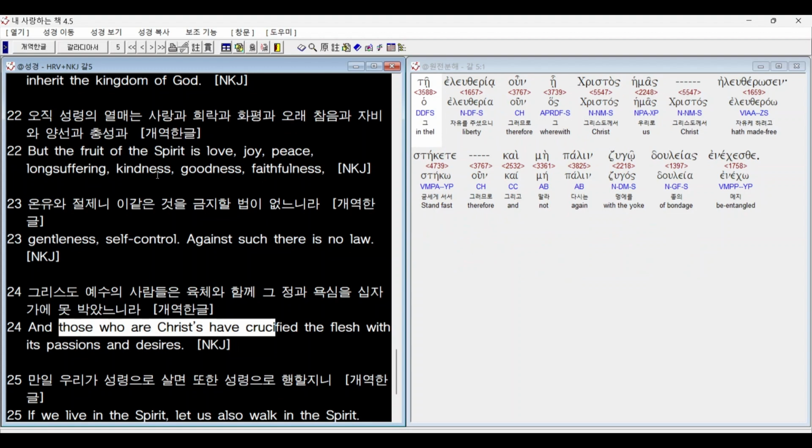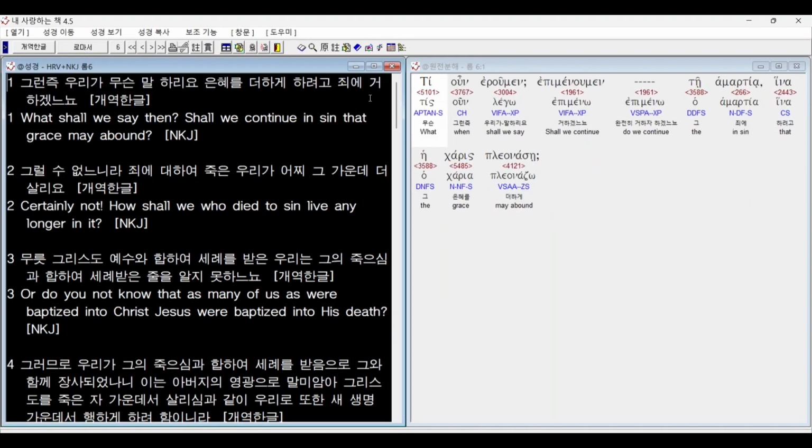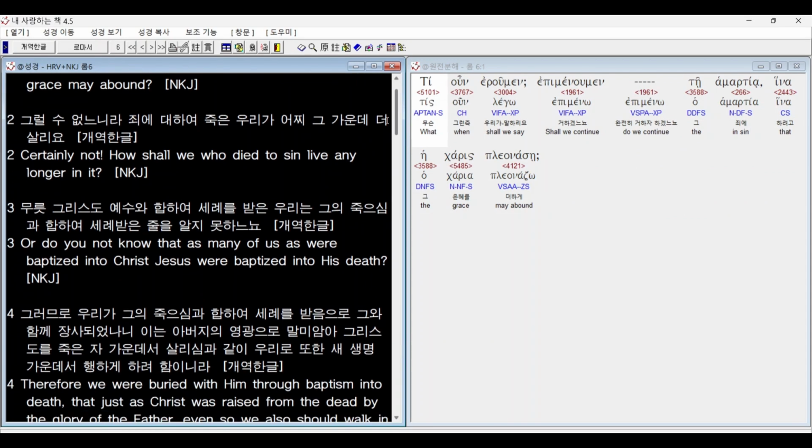When we go to Romans chapter 6, here talking about crucified together and resurrect together. Verse 3, do you not know that as many of us were baptized into Christus Jesus, baptized into his death, which is born of Jesus and crucifixion with Jesus.